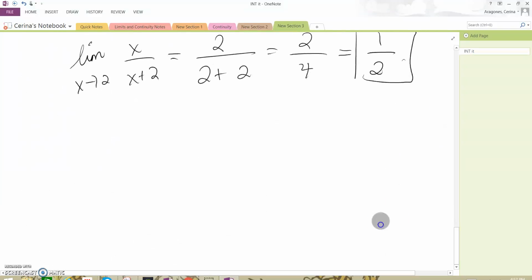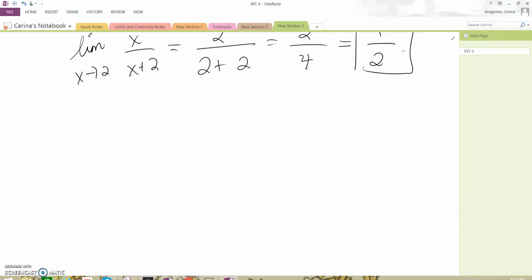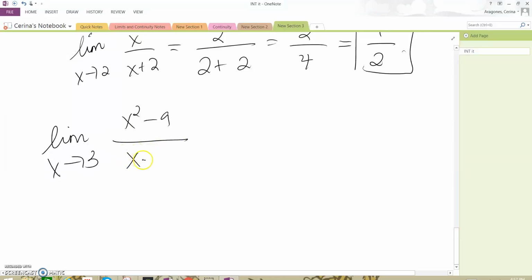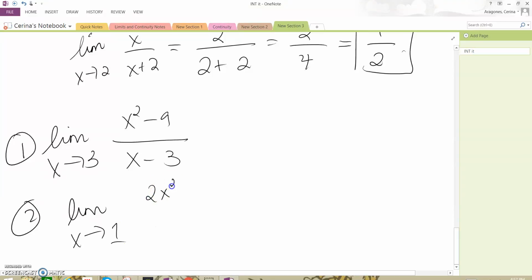So you can try some practice problems on your own. Maybe find the limit as x approaches 3 of x squared minus 9 over x minus 3. And you can try the limit as x approaches 1 of 2x squared minus 2 over x minus 1 and see what strategy you need to use in order to find the limits of these functions at these x values.